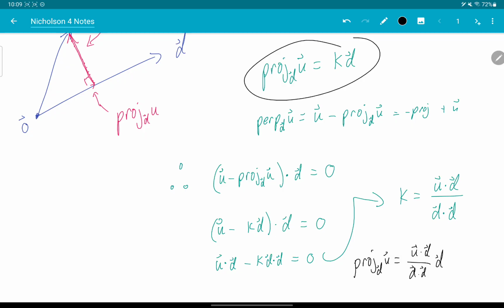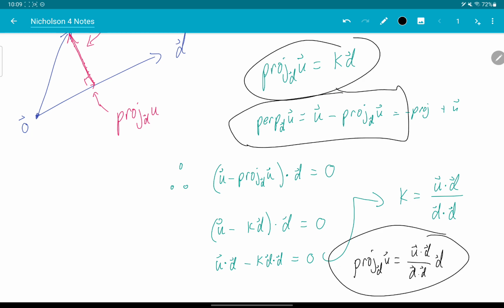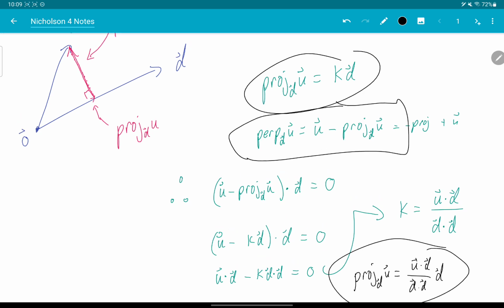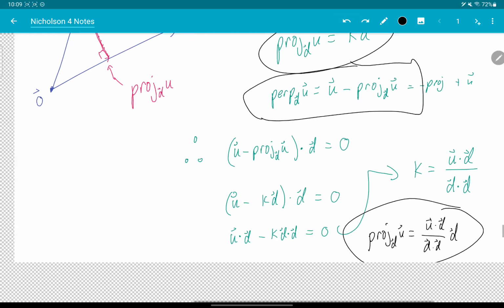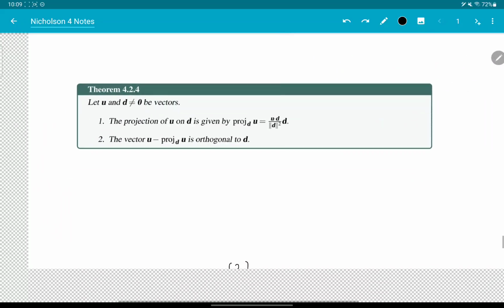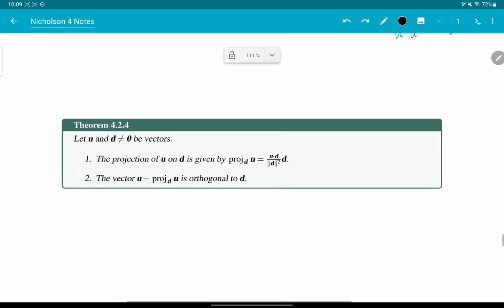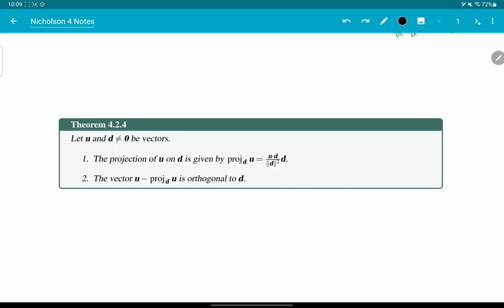All right, so we have two things here that I want underlined: the formula for the projection, and the fact that this perpendicular has the orthogonality property up there. So this is summarized in the following theorem. Here we go. Make sure you copy this into your notes. You'll notice that D dot D has been replaced with D squared right there.